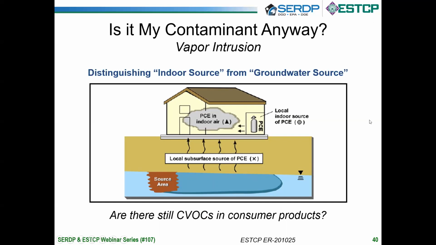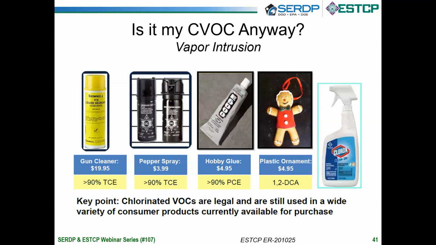So that kind of lends the question, well, in consumer products, are there still CVOCs? And the answer to that is an overwhelming yes. Gun cleaner is 90% TCE, pepper spray, PCE. There's lots of different potential sources of CVOCs in consumer products. And certainly these could get in the air in your house.